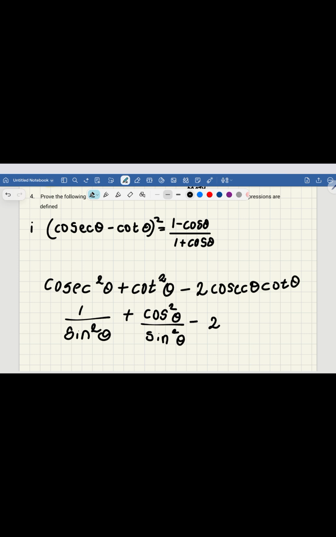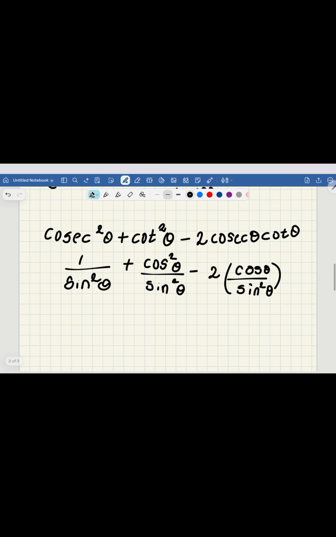What do we know cosec theta as? 1 by sine theta. And what do you know cot theta as? Cos by sine theta. Then what will be 1 by sine multiplied by cos by sine? That would be cos by sine square theta. And by the way, don't forget the thetas.